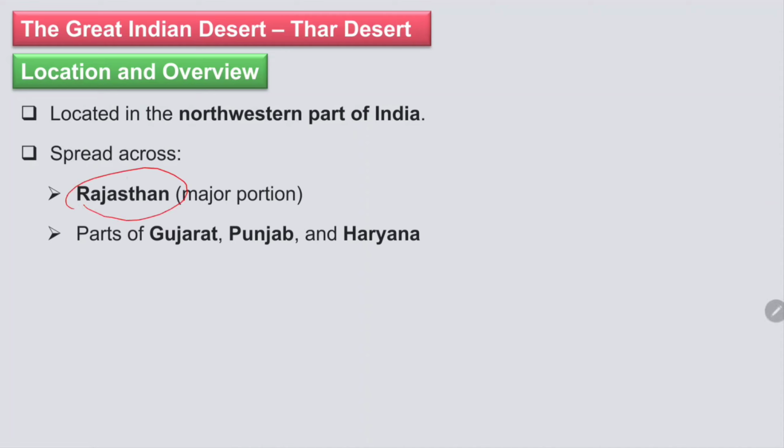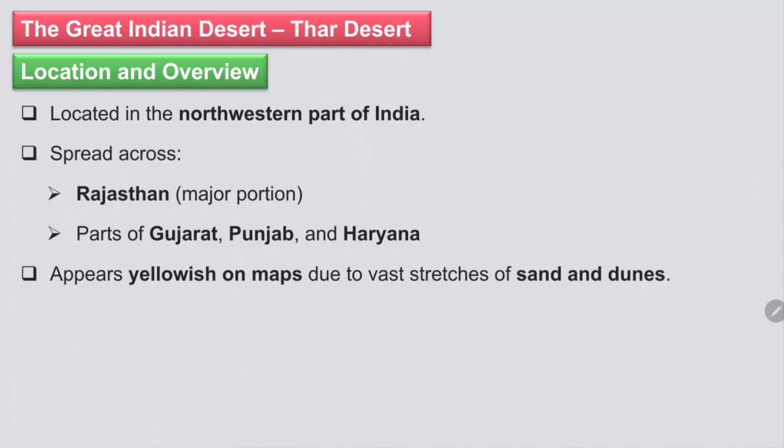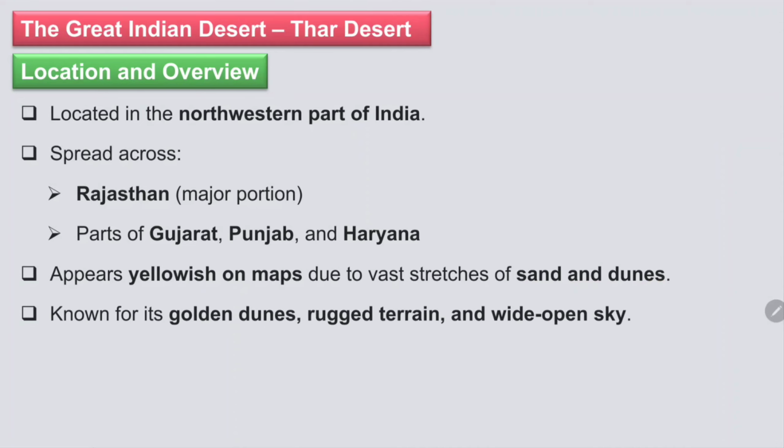You can see the Thar Desert's major portion is in Rajasthan. When we say desert, which state comes to our mind? Rajasthan, because the major portion is there. But apart from that, you will find the Thar Desert in parts of Gujarat, Punjab as well as Haryana. It appears yellowish on the map due to the vast stretch of sand and dunes. You will find so many sand dunes there. Sand dunes are small mountains formed by sand. It is known for its golden dunes, rugged terrains and wide open sky.